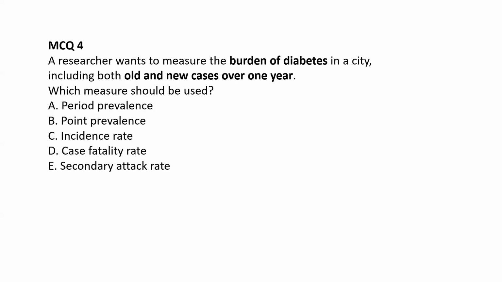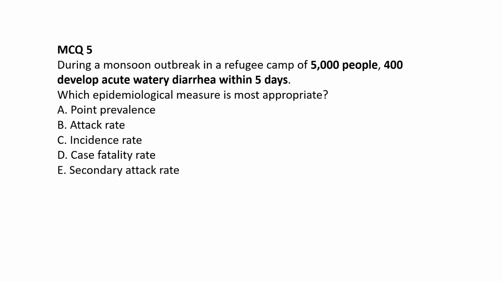MCQ number 4: A researcher wants to measure the burden of disease in a city, including both old and new cases over 1 year. Which should be used? A, period prevalence; B, point prevalence; C, incidence rate; D, case fatality rate; E, secondary attack rate. A is the right option.